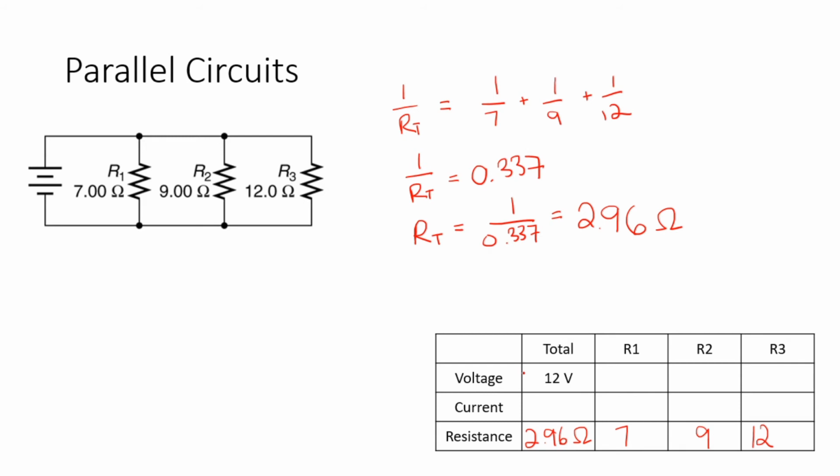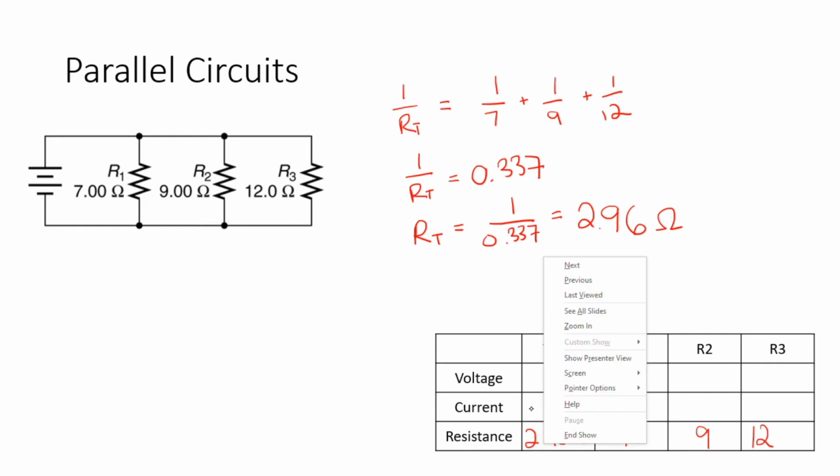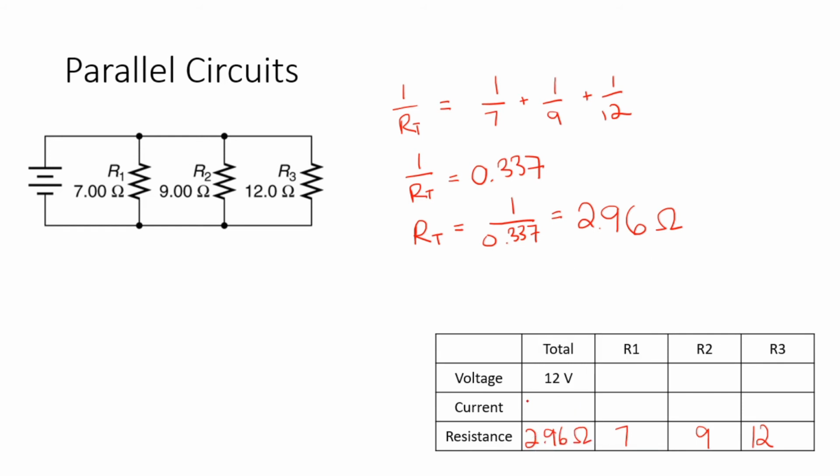Once again, you've got voltage. You've got resistance, which means you have current. So you have current, which is going to be equal to 4.05 amps. 12 divided by 2.96. Okay.